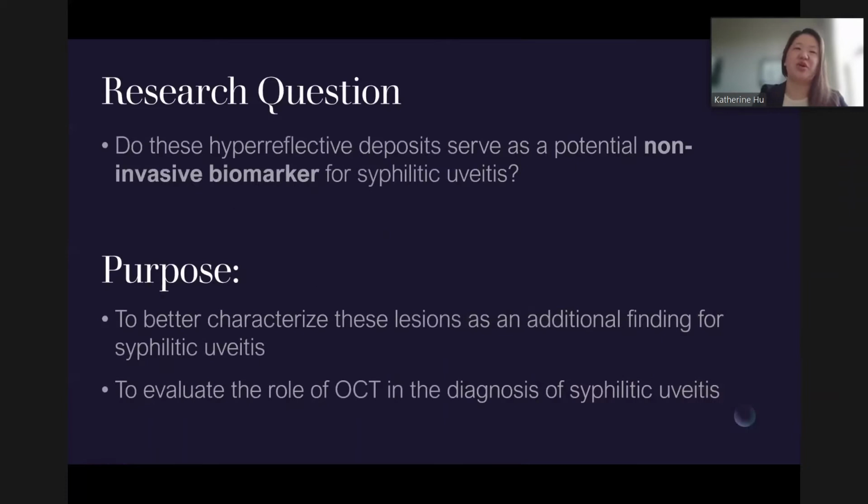It was basically, do these hyperreflective, presumptively inflammatory pyramidal deposits serve as a potential non-invasive biomarker for syphilitic uveitis, the ones that Dr. Conradi had described and seen in day-to-day clinic? The purpose of our research was to better characterize these lesions as an additional finding in syphilitic uveitis, but also ultimately to evaluate the role of OCT in the diagnosis of syphilitic uveitis. The big picture was hopefully leading to more timely diagnosis and treatment.